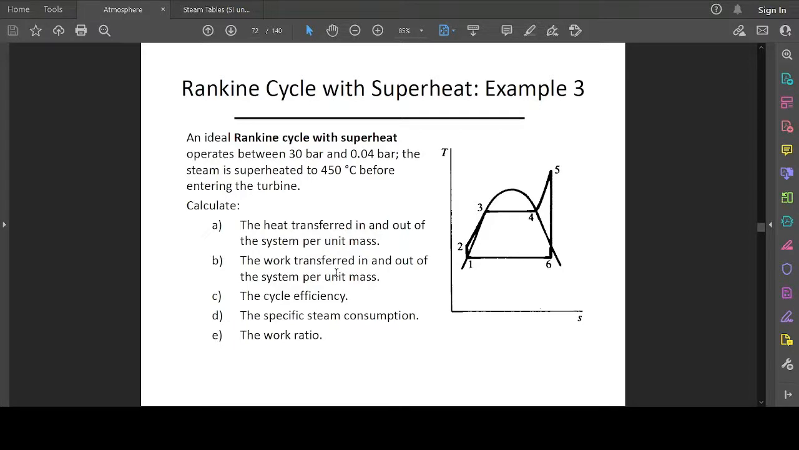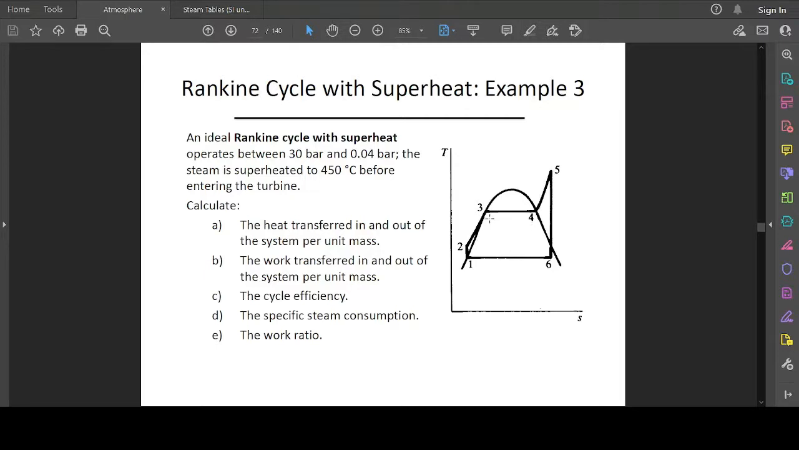So example 3, an ideal Rankine cycle with a superheat operates between 30 bar and 0.04 bar. The steam is superheated to 450 degrees Celsius before entering the turbine. So calculate the heat transfer in and out of the system per unit mass, the work transfer in and out of the system per unit mass, and the cycle efficiency, and the specific steam consumption, the SSC, and the work ratio.